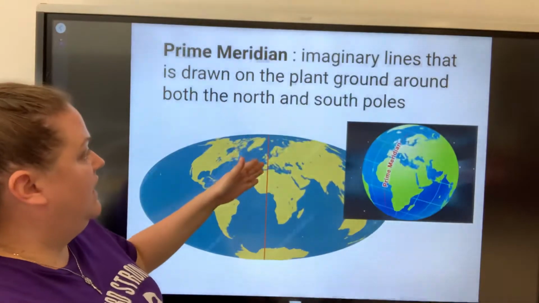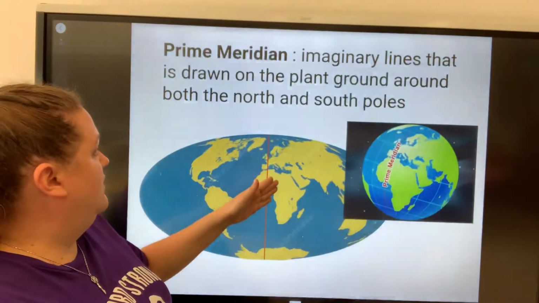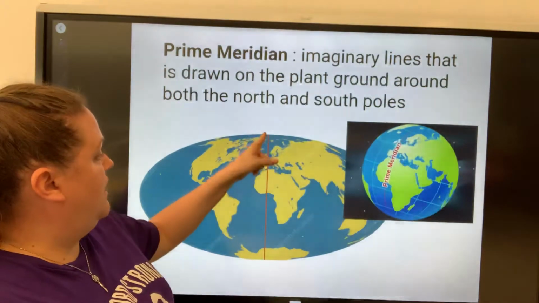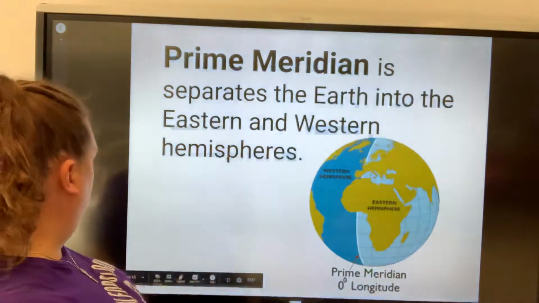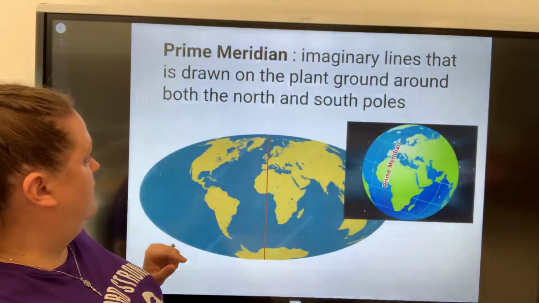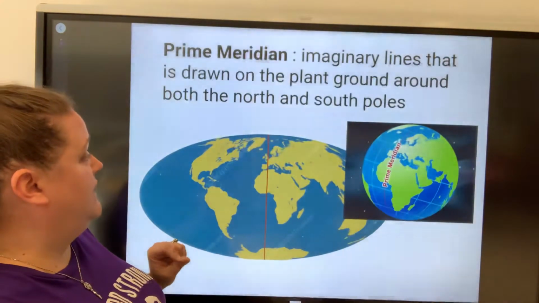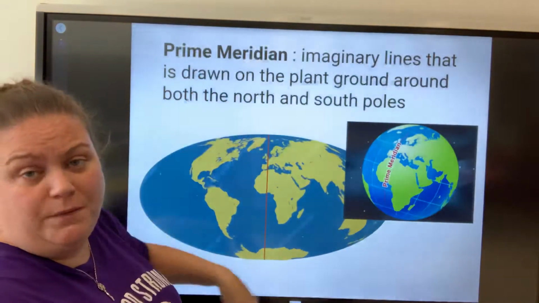The prime meridian is an imaginary line drawn on the planet that divides the earth, that goes from the north to the south poles. Whoops, my definition is really wacky. It is drawn on the planet and should be going around both the north and south poles. So this is the prime meridian. It should make a big loop all the way around the earth this way.